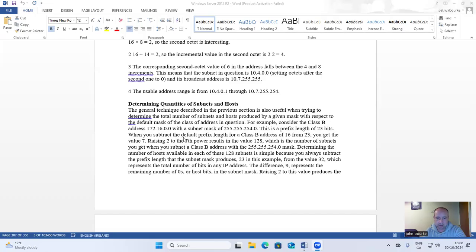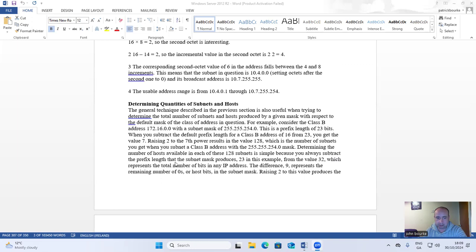When you subtract the default prefix length for a Class B address, 16, from 23, you get the value 7. Raising 2 to the 7th power results in the value 128, which is the number of subnets you get when you subnet a Class B address with the 255.255.254.0 mask.